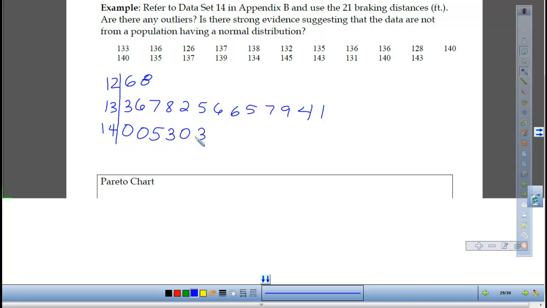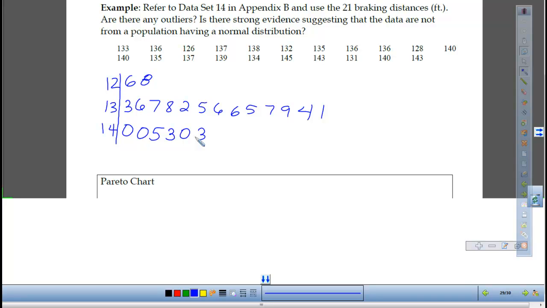What's different from this than from a histogram? You can see the values, right? Not only can we see the distribution, but I can tell you what the values are. When I look at this, I can tell you there's 126, 128, 133, 136, 137, 138. So you should be able to look at a stem and leaf plot and reconstitute the data. Tell me what the data values are by looking at the plot.